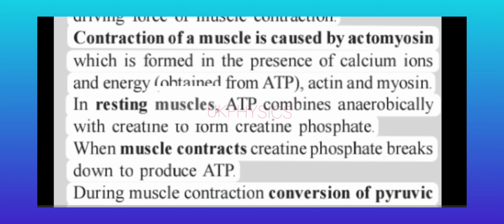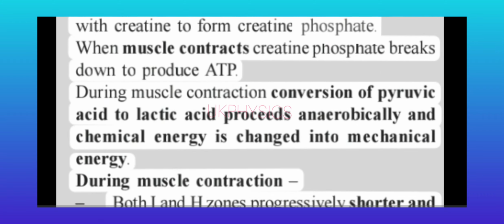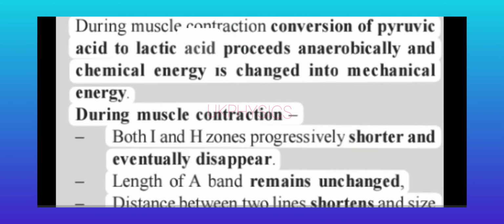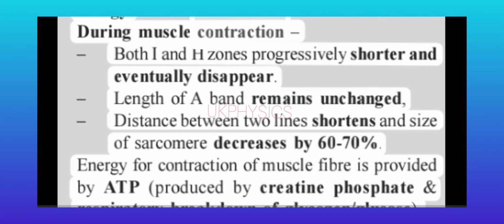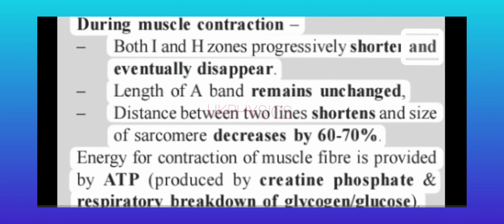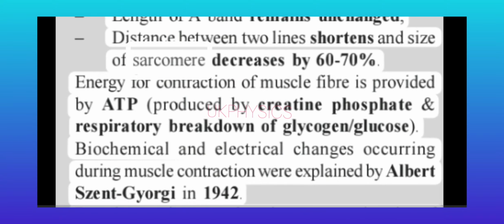In resting muscles, ATP combines anaerobically with creatine to form creatine phosphate. When muscle contracts, creatine phosphate breaks down to produce ATP. During muscle contraction, conversion of pyruvic acid to lactic acid proceeds anaerobically and chemical energy is changed into mechanical energy. During muscle contraction, both I and H zones progressively become shorter and eventually disappear. Length of the A band remains unchanged. Distance between two Z lines shortens and size of sarcomere decreases by 60 to 70%.